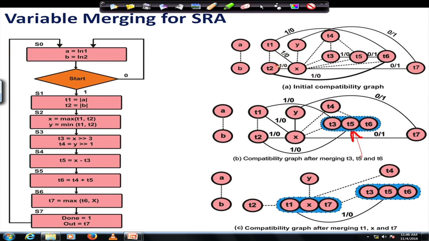Here, if I had merged only these two, T2 and X, I would have gained in 1. If I had merged T2, X and T7, that would have yielded me the same result, that 1, 1, right. So, I had a choice of merging these 3 and this one, or these 3.